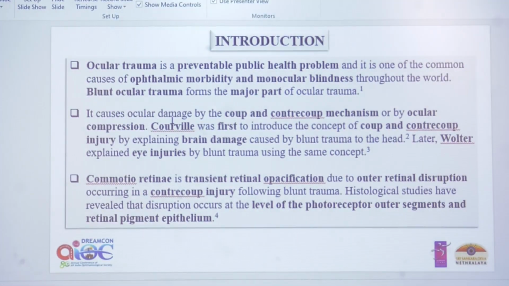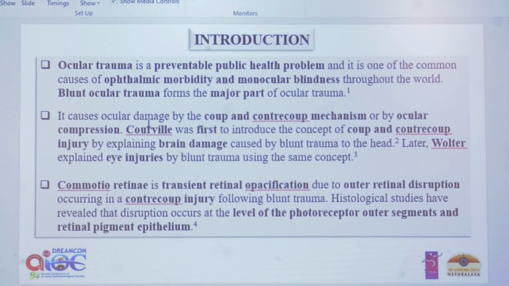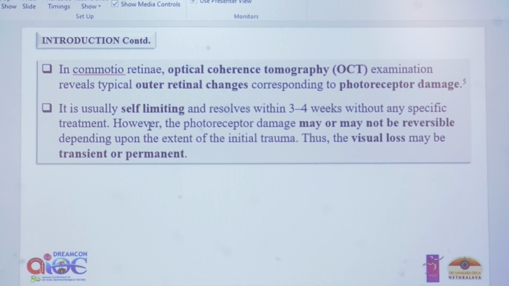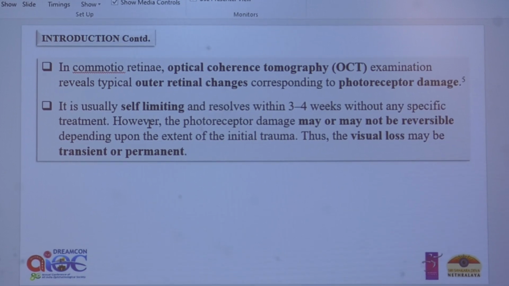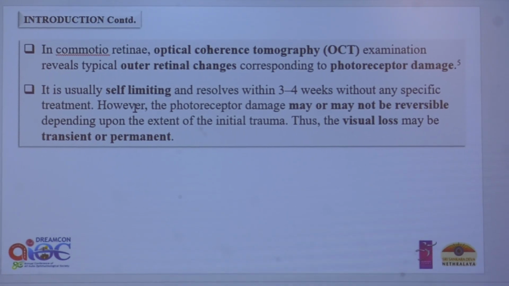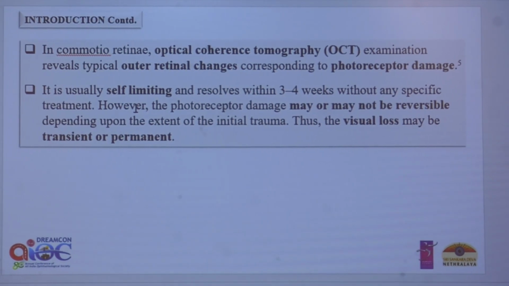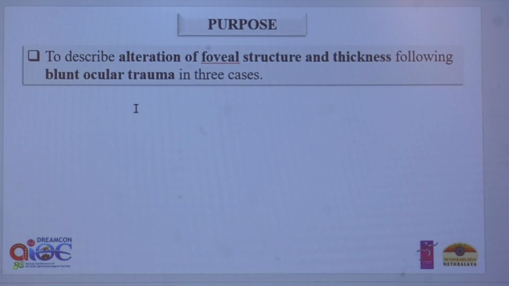Histological studies have revealed that disruption occurs at the level of photoreceptor outer segments and retinal pigment epithelium. In commotio retinae, optical coherence tomography examination reveals typical outer retinal changes corresponding to the photoreceptor damage. We know it is usually self-limiting and resolves within 3 to 4 weeks without any specific treatment. However, the photoreceptor damage may or may not be reversible, depending upon the extent of the initial trauma. Thus, the visual loss may be transient or permanent.